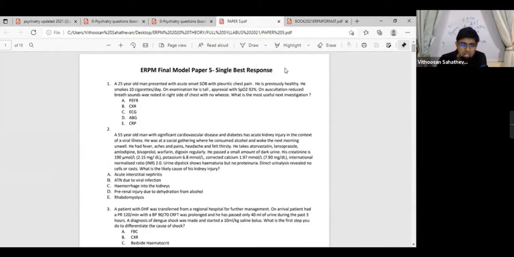What is meant by a single best answer question is a question like this. Just look at your first question. A 25-year-old man presented with acute onset shortness of breath and pleuritic chest pain. He is previously healthy. He smokes 10 cigarettes per day. On examination, he is tall, no fever. Saturation is 92%. On auscultation, reduced breath sounds are noted on the right side. What is the next step of investigation? We'll study later in medicine. This is a condition called pneumothorax. We have to urgently do a chest X-ray.